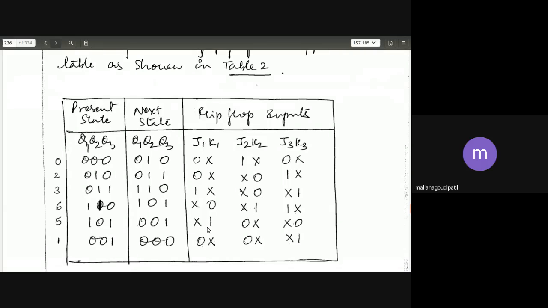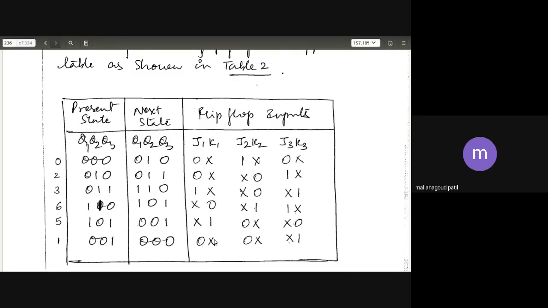Similarly, see the last case, 0, 0. What is the 0, 0 case? Retain case. One is retain case. Which is one more? Reset case. Therefore, we have written it as 0X. 0, 0 is retain case. 0, 1 is reset case.